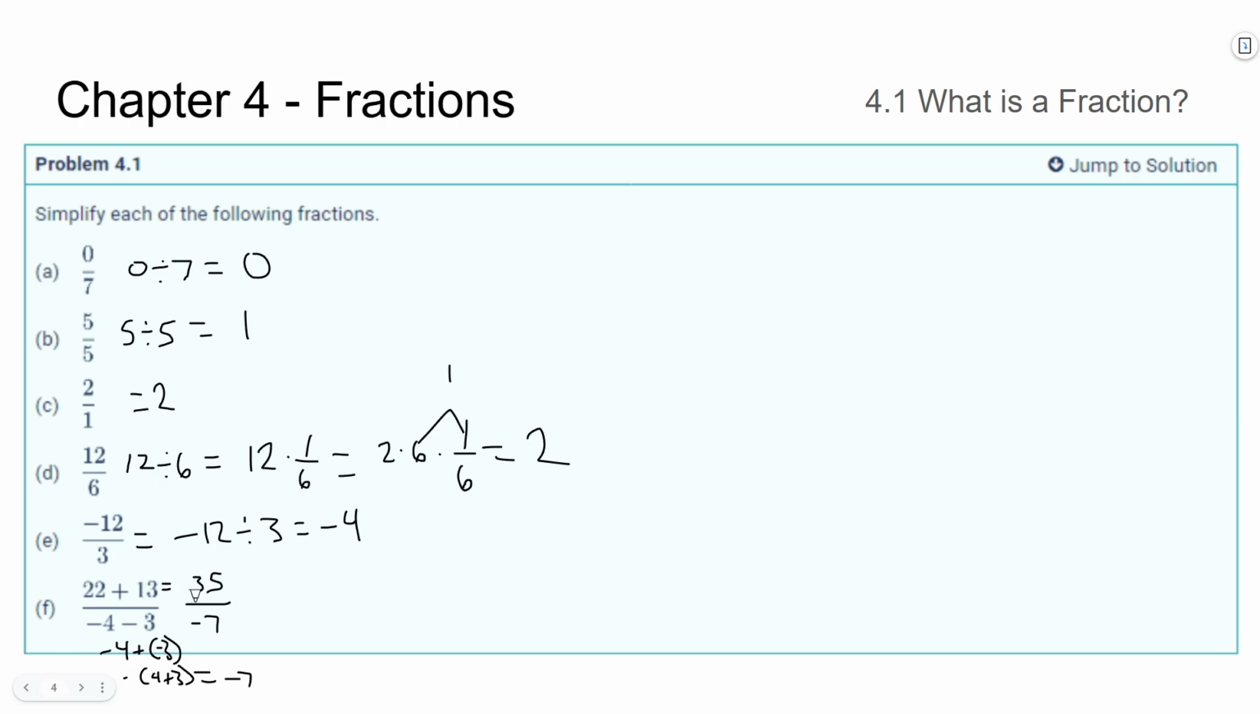And we know that positive divided by a negative is going to be a negative. So this would be negative, 35 divided by 7 would be 5. So it'd be negative 5.